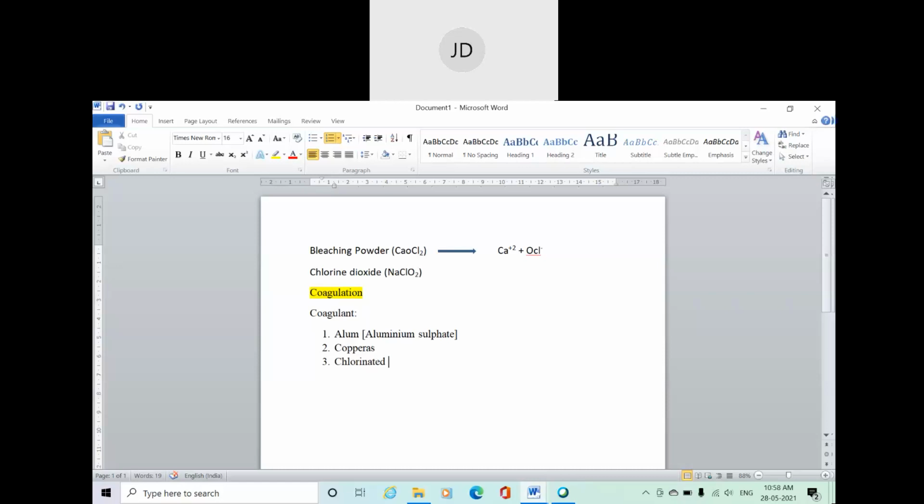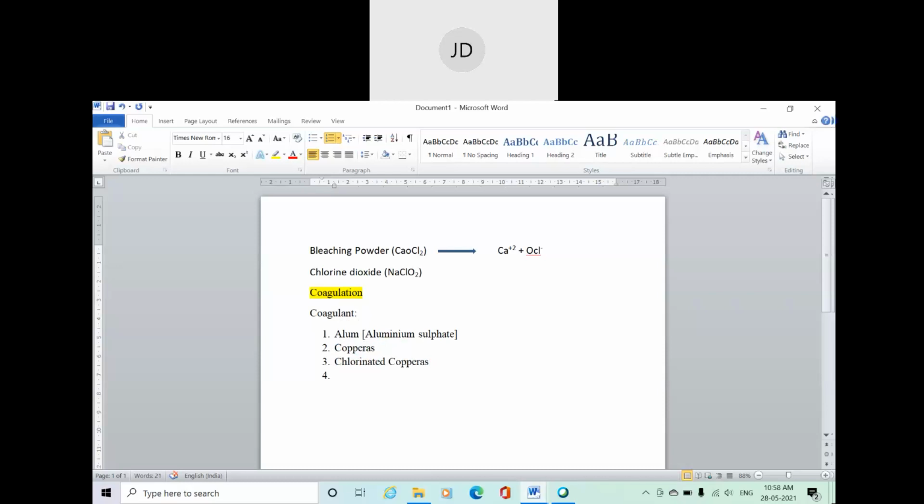Chlorinated copperas. That means the particular copperas that we have already discussed. Before adding in water, copperas is first mixed with chlorine. So they form chlorinated copperas. When this copperas mixes with chlorine, it forms chlorinated copperas. Then it can be used as a coagulant.